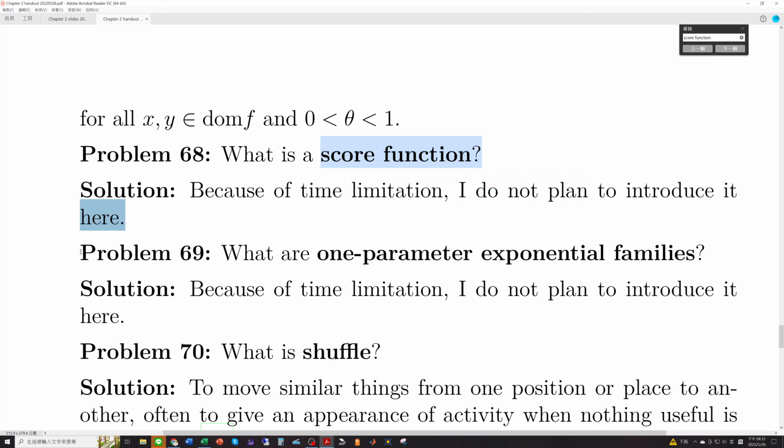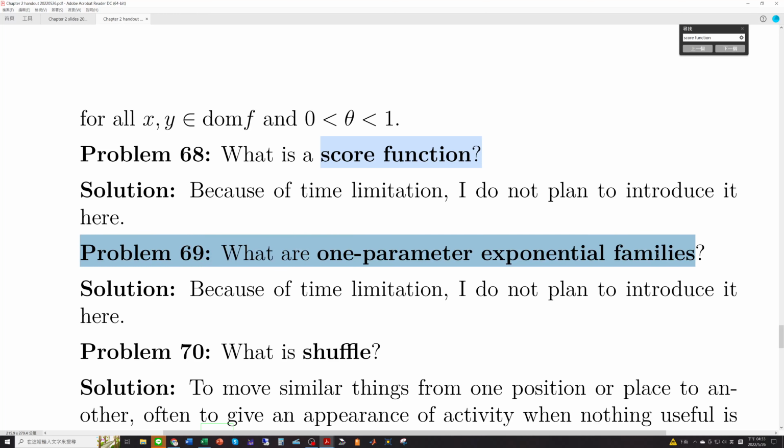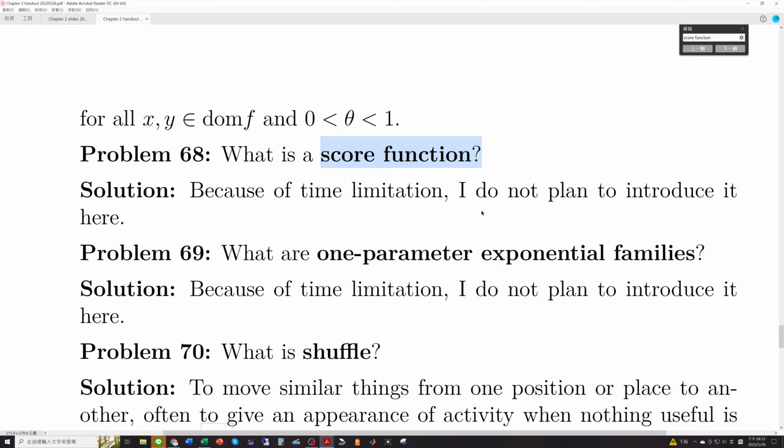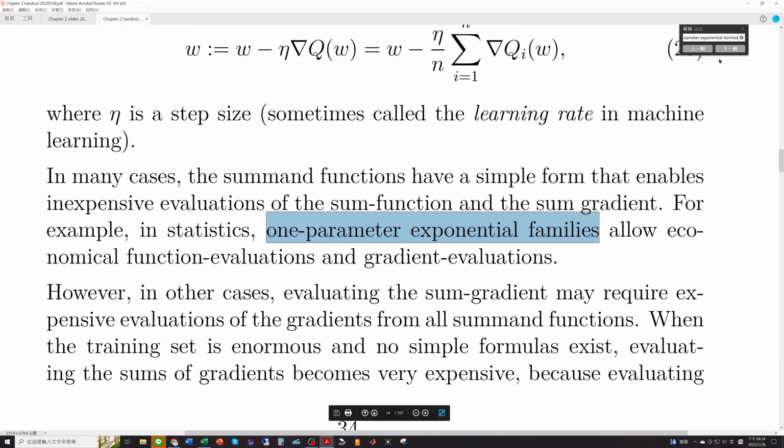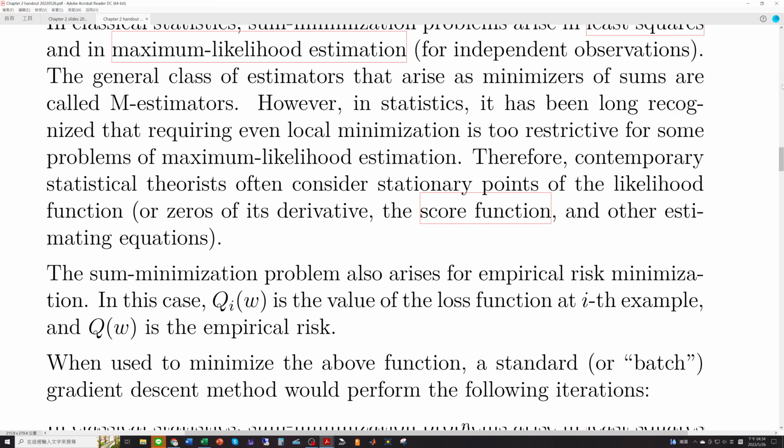Okay, next problem. Problem 69. What are one-parameter exponential families? Why do we need to know what are one-parameter exponential families? Let us search for it. Here, one-parameter exponential families. And where is it? Let us page up.